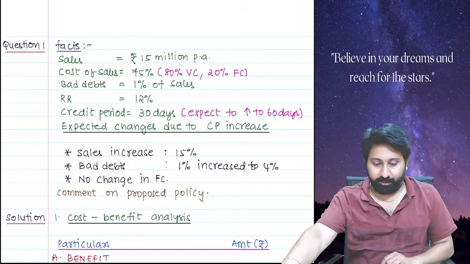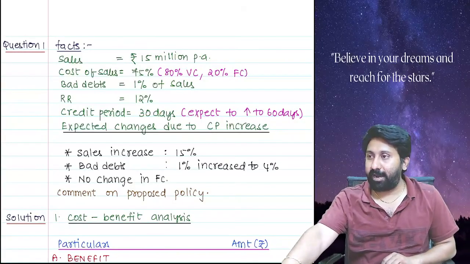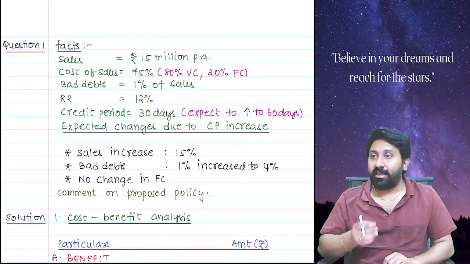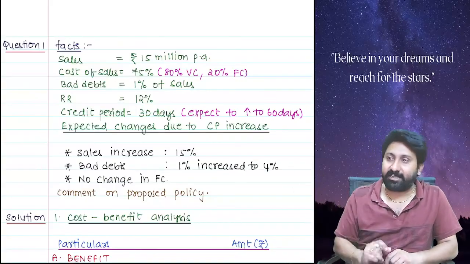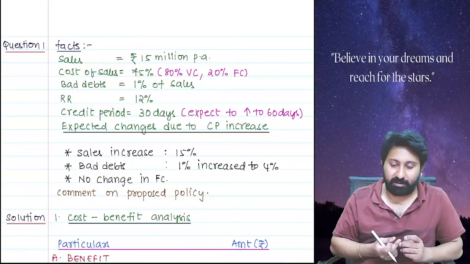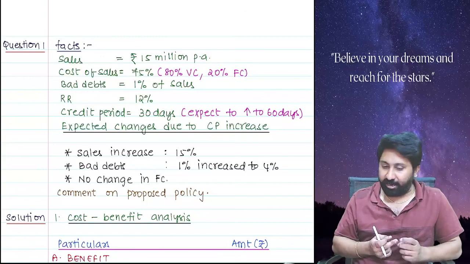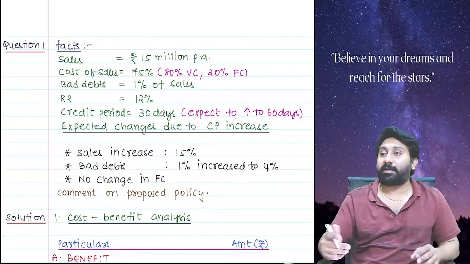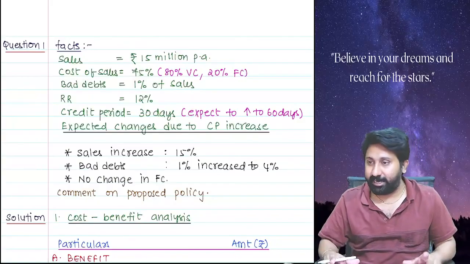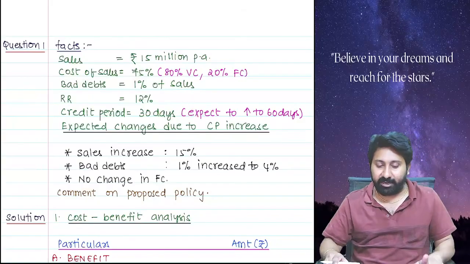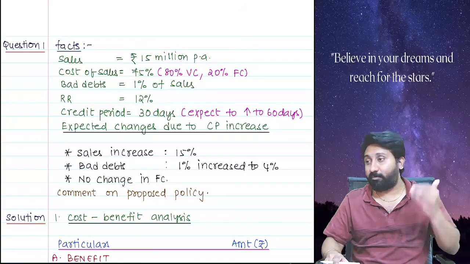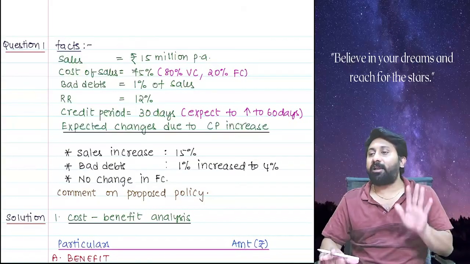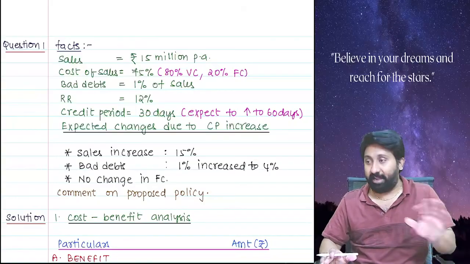Sales given, cost of sales given, bad debts is also given. Why will these be given? Because in the existing policy, these are the things that are happening. Bad debts are 1% of sales. Required return is 12%. Credit period is 30 days, and we are expecting the credit period to increase to 60 days. Because of that, sales will increase by 15%, bad debts will increase from 1% to 4%, and there is no change in the fixed cost. From this, we have to do the cost benefit analysis.